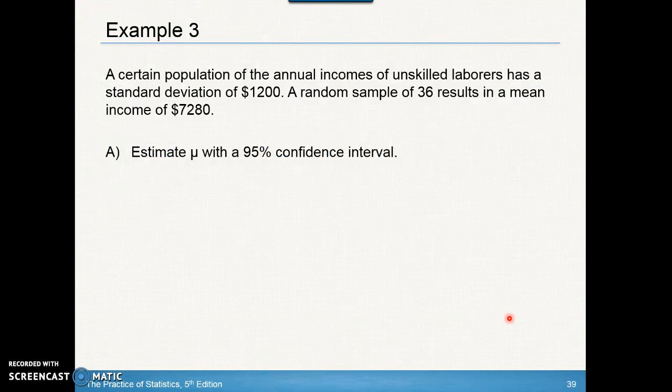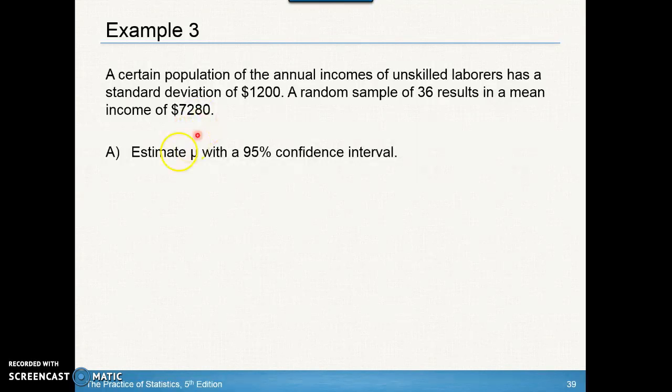Okay, so let's just go ahead and try another example. A certain population of the annual incomes of unskilled laborers has a standard deviation of 1,200. A random sample of 36 results in a mean income of 7,280. Now it says estimate mu with a 95% confidence interval.